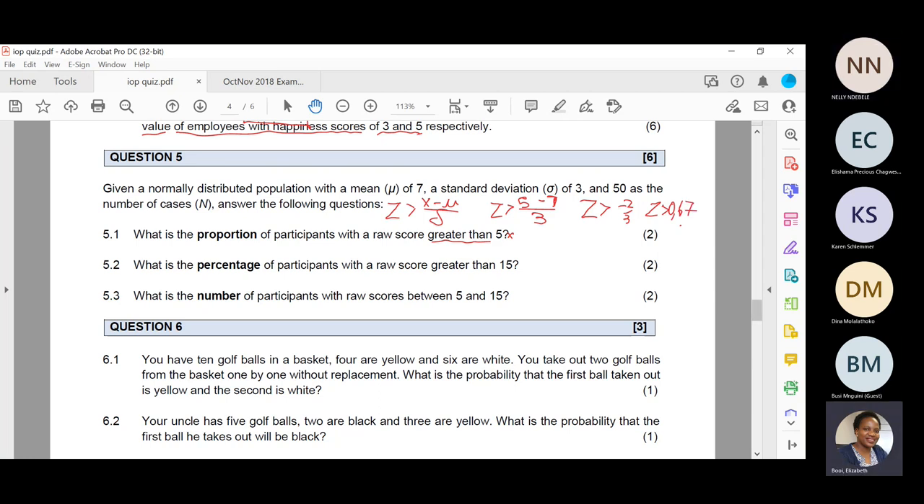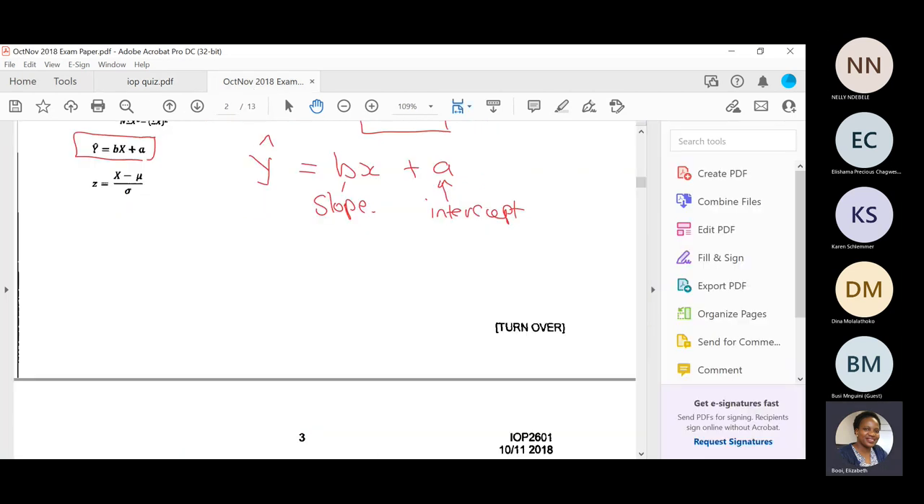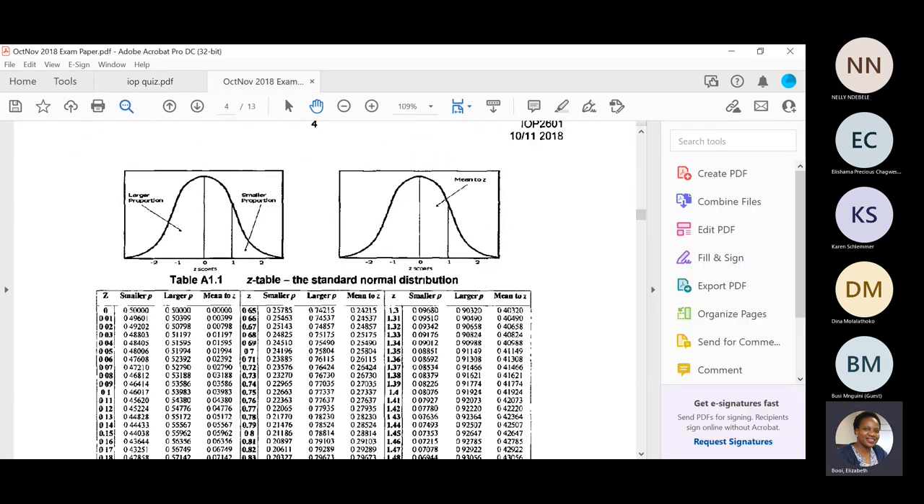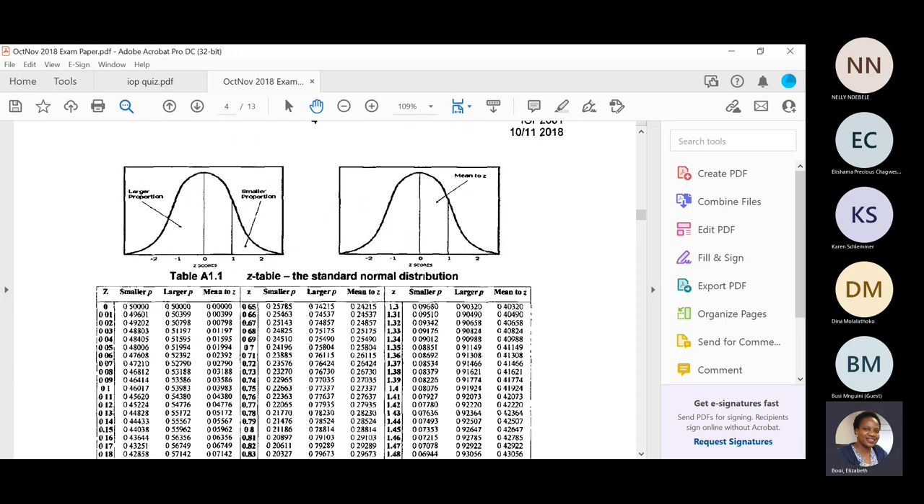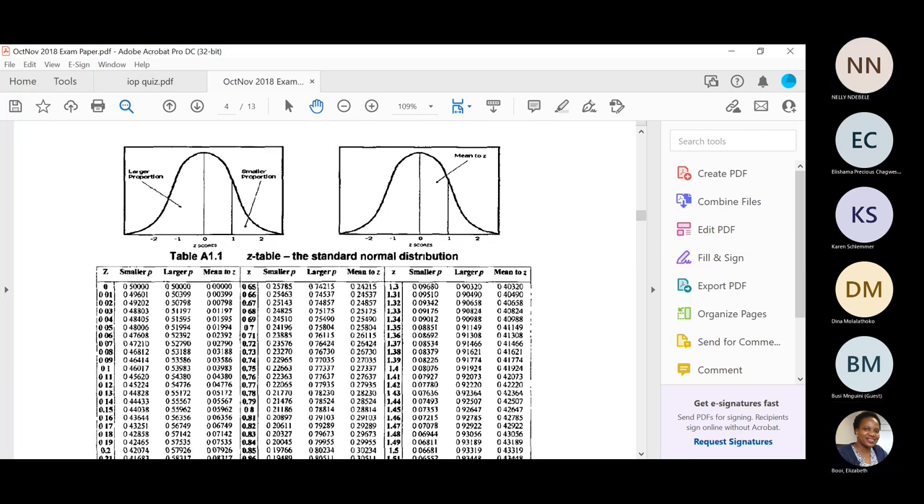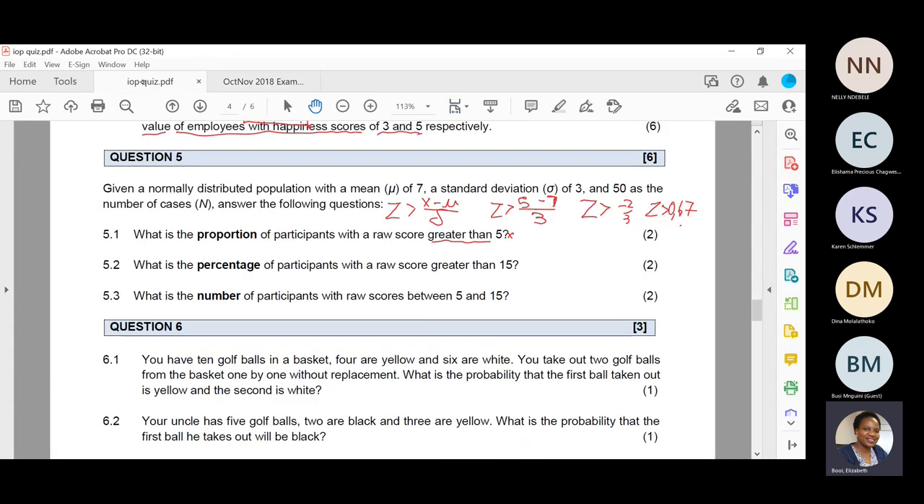Now you need to go to the table. But before we go to the table, remember, this is very useful. We need to make sure that we know what we want to get. So our answer is negative. I'm going to draw our normal distribution here, and then I'm going to erase it. Why am I having it as positive? This answer should be negative.